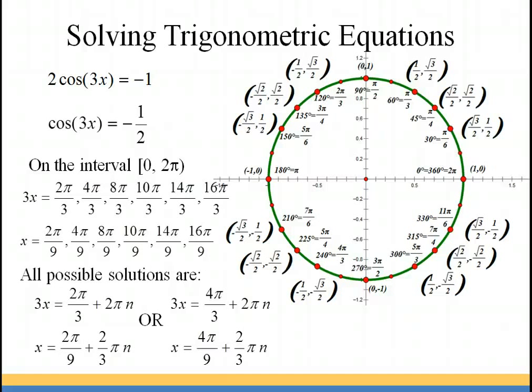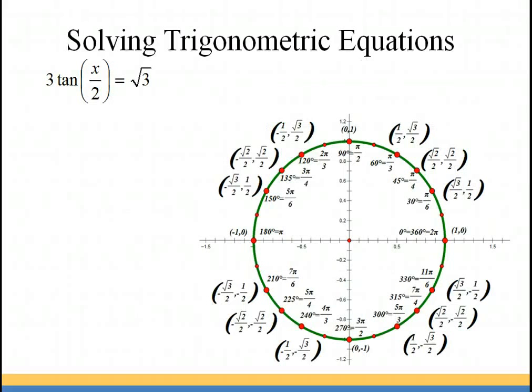You can also think about it this way. When you have the cosine of 3x, you've changed the period of your function. Your period is normally 2 pi. So we would divide 2 pi by 3 to get the new period. So that's where the 2/3 pi is coming into play there. So that's adding a period of the new function to the angle that you found.